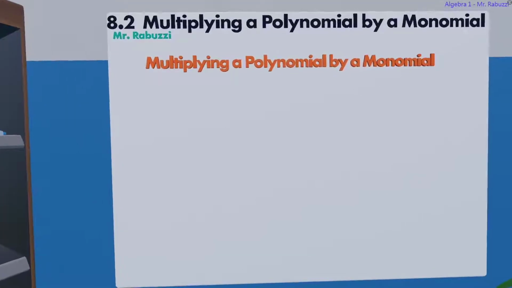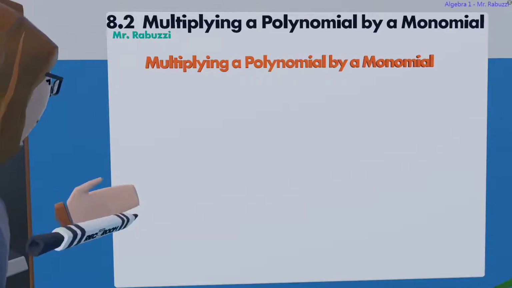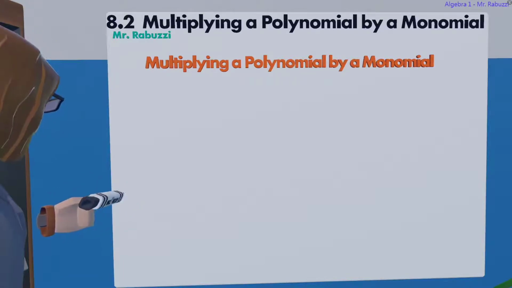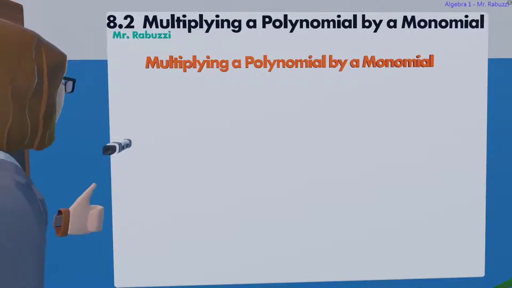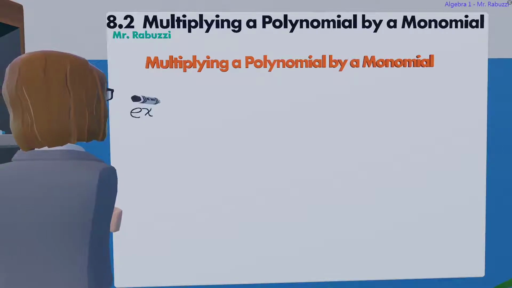Let me get the camera adjusted perfectly. Alright, so we're going to multiply a polynomial by a monomial. And I'm going to use examples that are not from the packet, okay? Because the packet does not have very many problems this week. So I want you to practice in the packet, and I'll give you different examples here.